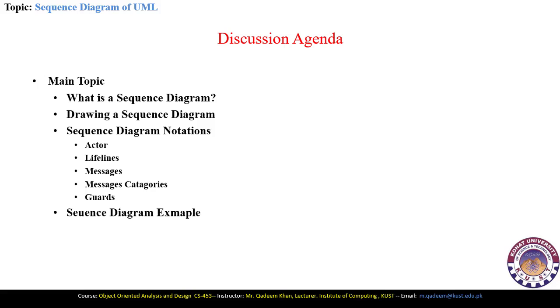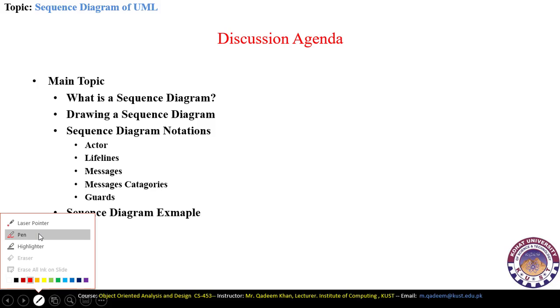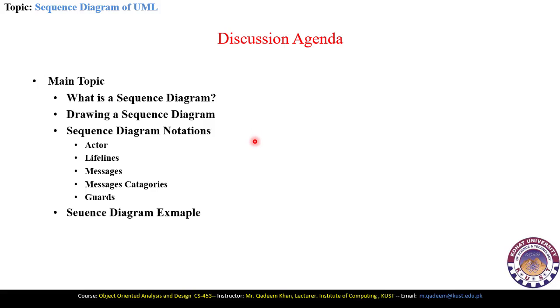This is the discussion agenda. It contains the topics of what is a sequence diagram, drawing a sequence diagram notation, actor, lifelines, messages, message categories, and guards. And at the end, we have sequence diagram examples. Dear students, the sequence diagram is very important for you because you have to provide the sequence diagram of your final year project in your thesis. So that's why understanding of the sequence diagram is very important, and also because the sequence diagram represents the behavior of a system.